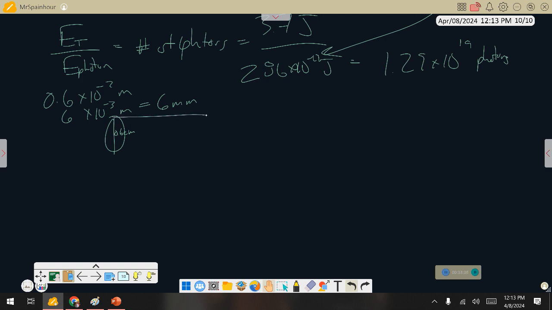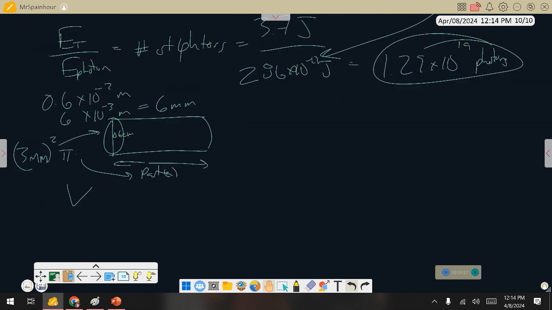Then, if you'll remember, the length of this laser in that amount of time is the answer to part A, whatever your part A is. So I am taking the radius, 3 millimeters, squaring it, times pi, that's going to be that area, times that length is going to give me volume, and then photons per meter cubed is simply going to be my answer to part B, divided by that volume, and that's going to give me my answer in photons per millimeter cubed.